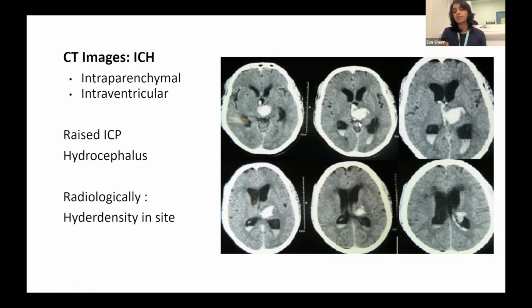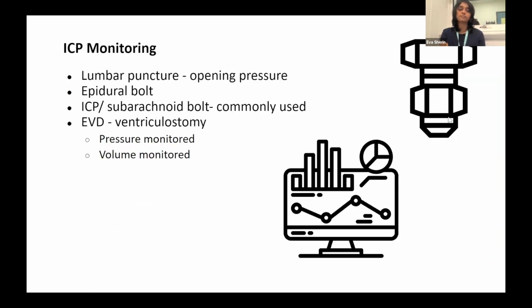You can see a significant hyperdensity lesion in whichever area the bleeding takes place. So how would you treat or how do you monitor these patients that have a rise in intracranial pressure?